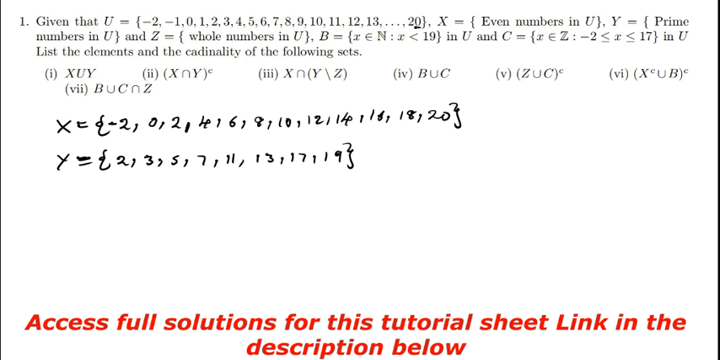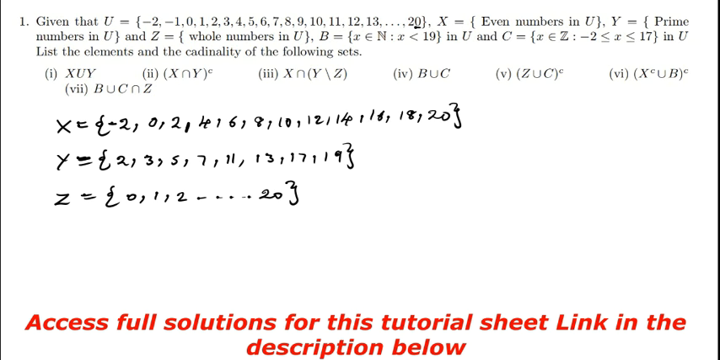Then we also have set Z. Z has got the whole numbers of the universal set. So what are whole numbers? Whole numbers start from 0, 1, 2, 3, up to wherever you can end. So Z is going to be 0, 1, 2, then all the way up to 20. Every number starting from 0 is a whole number.